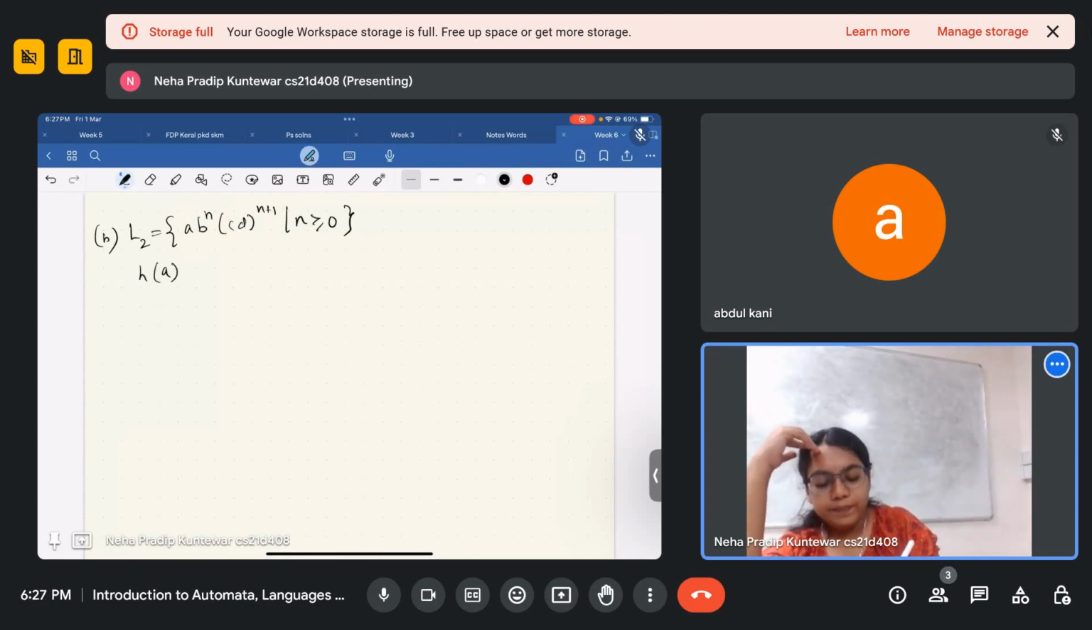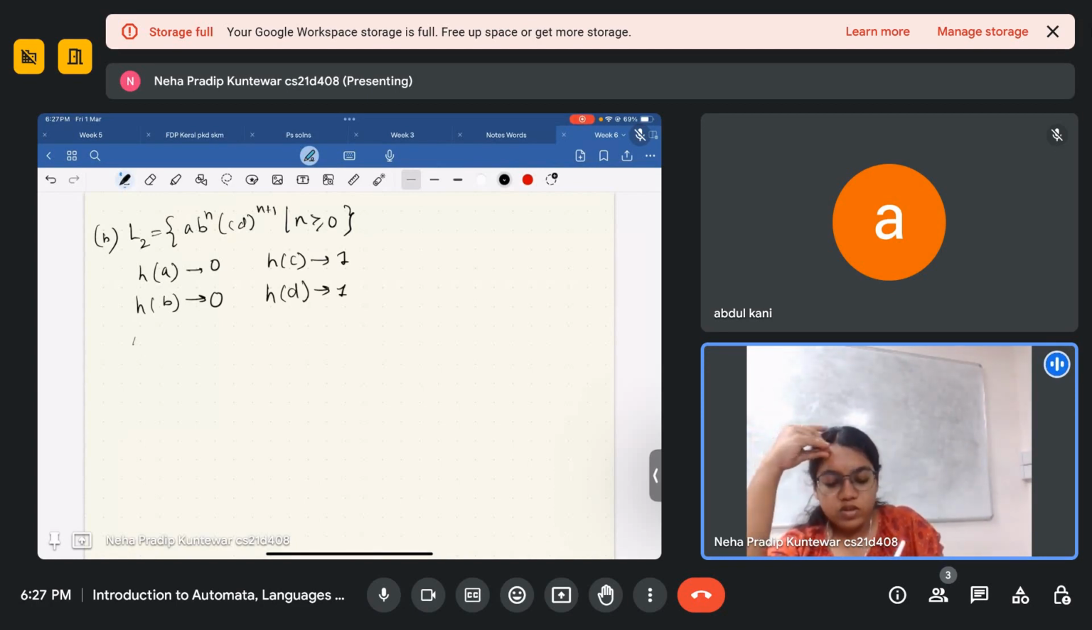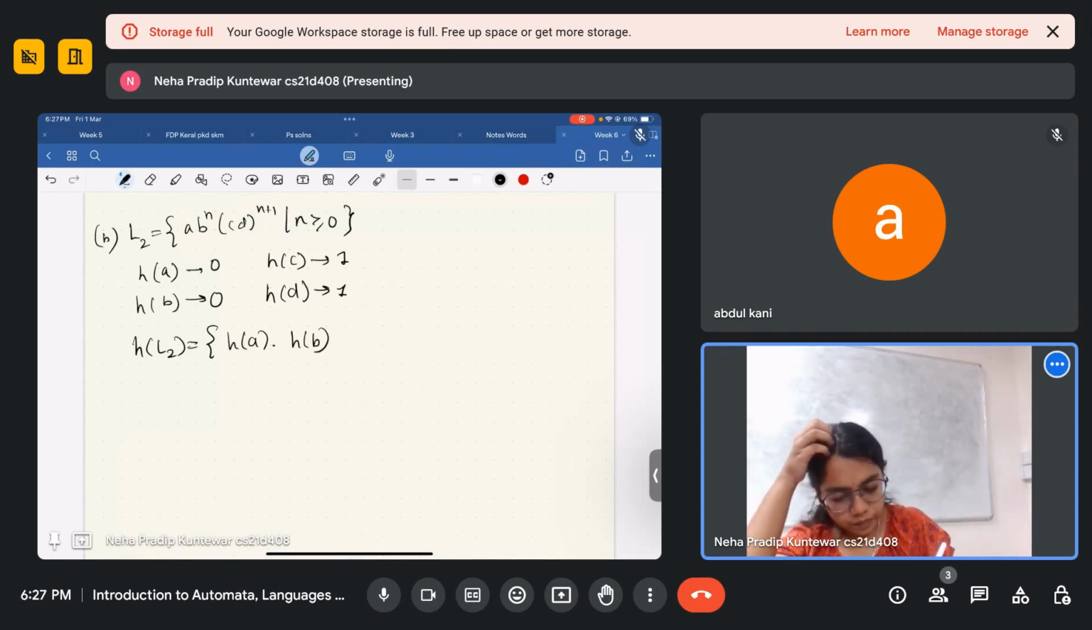You take A, map it to 0, look at B, map it to 0, look at C, map it to 1, look at D, and map it to 1. So what does H of L2 look like? It looks like H of A, H of B to the n, followed by H of C concatenated with H of D, whole thing to the n plus 1, for n greater than or equal to 0.